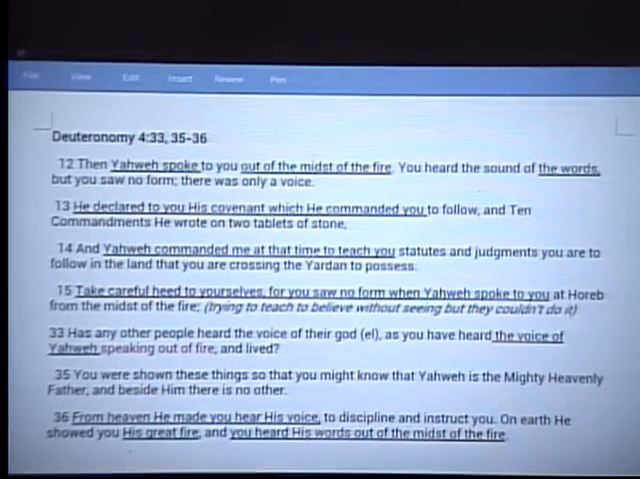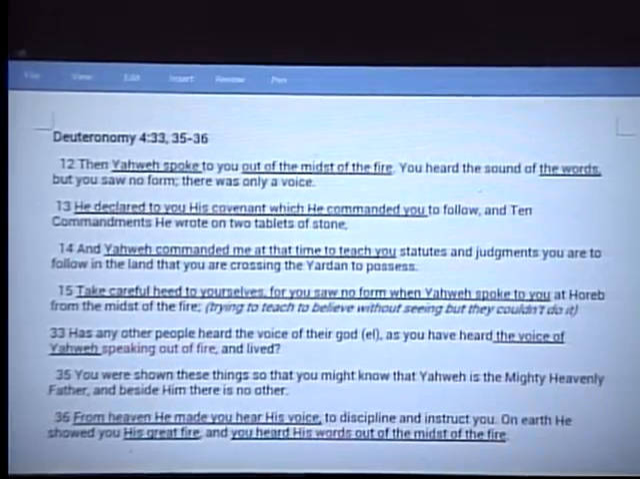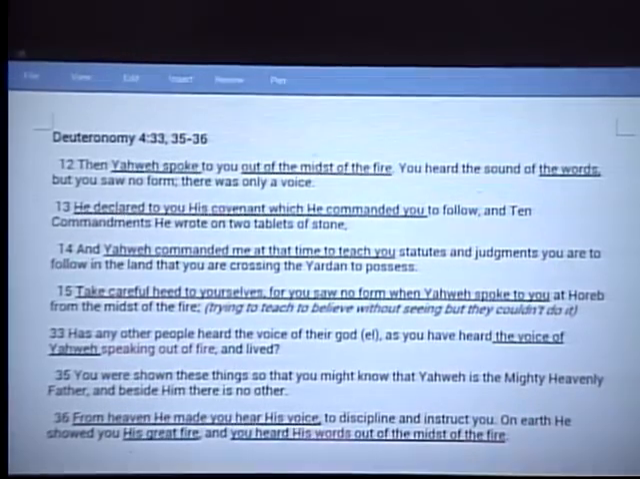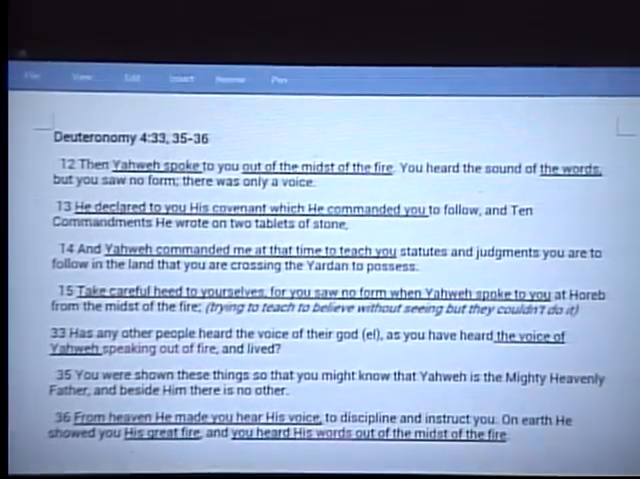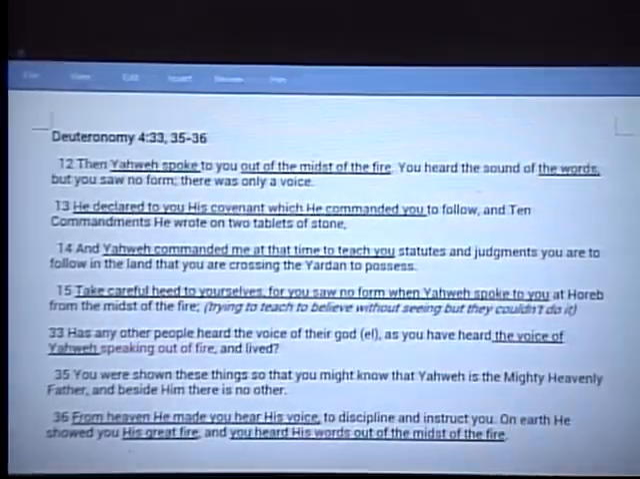But he says, take careful heed to yourselves, for you saw no form when Yahweh spoke to you at Horeb from the midst of the fire. Now, verse 12 talks about the fire, the words, and so forth that came out of the midst of the fire. But what he was trying to teach them is Moshe was trying to teach the people to believe without seeing. Because remember, he says, you saw no form, you saw no shape. You've got to believe in his word. But of course they couldn't do that. They did not have the zeal within them to believe without seeing. In these last days, we believe without seeing. We have to believe without seeing because that's what Yahweh has commanded of us, and we do it.